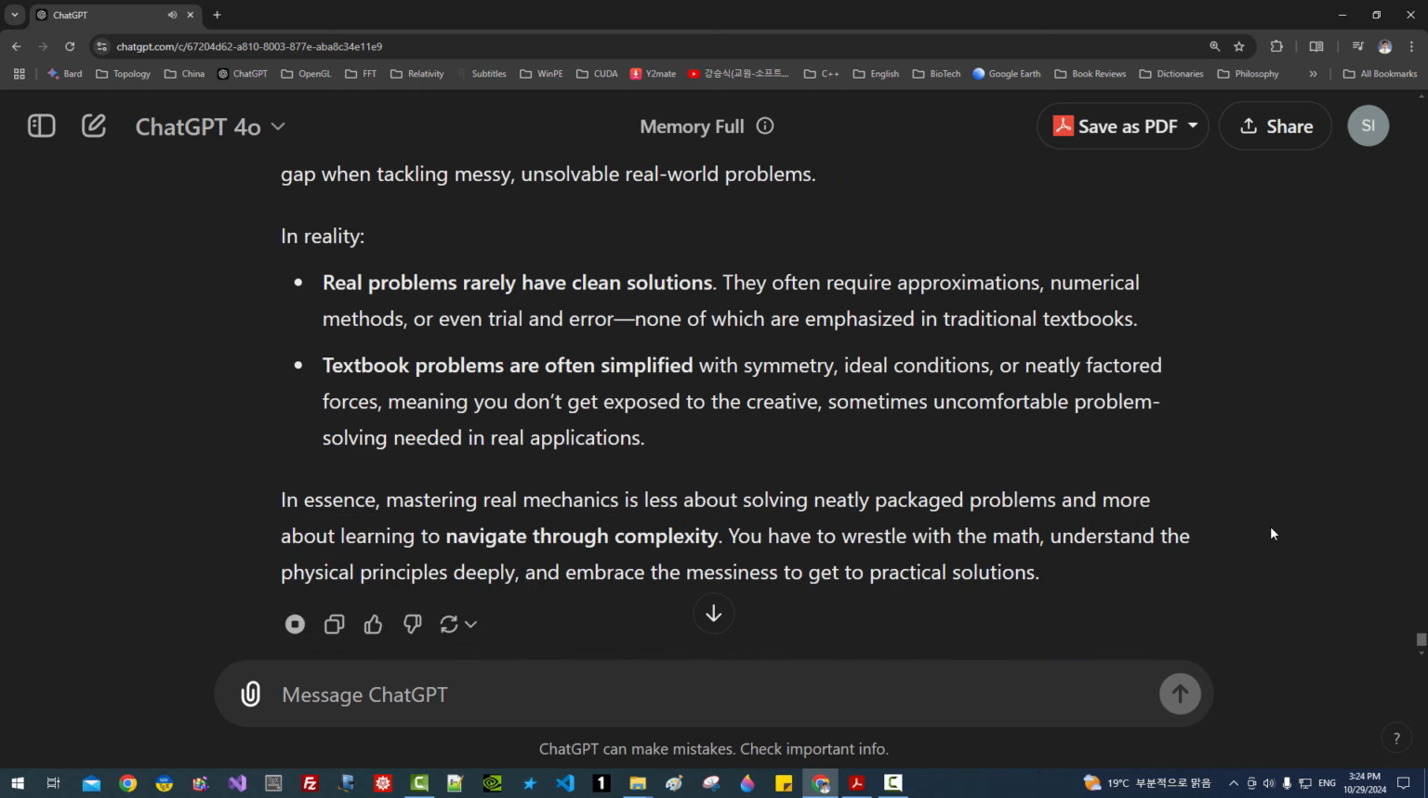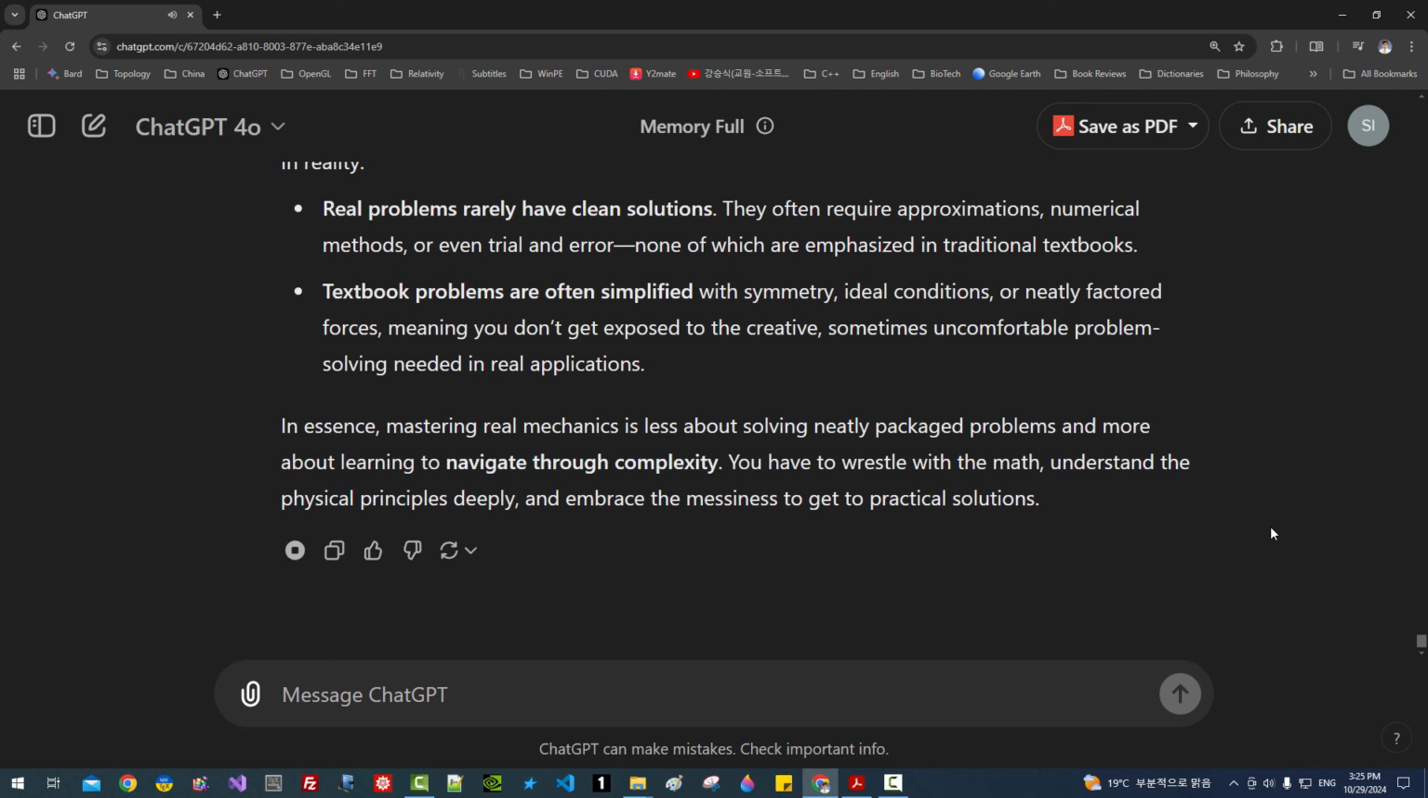In reality, real problems rarely have clean solutions. They often require approximations, numerical methods, or even trial and error, none of which are emphasized in traditional textbooks. Textbook problems are often simplified with symmetry, ideal conditions, or neatly factored forces, meaning you don't get exposed to the creative, sometimes uncomfortable problem-solving needed in real applications.